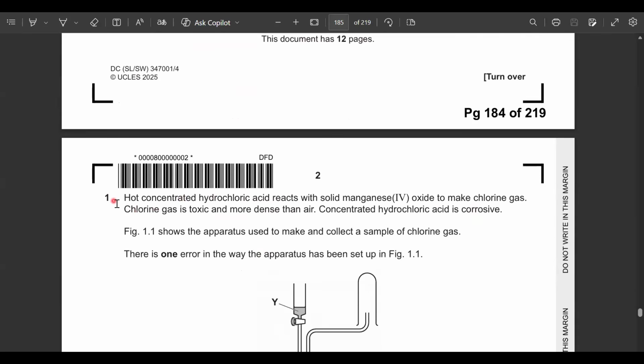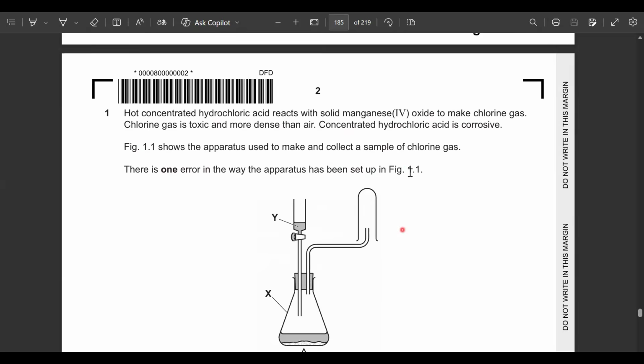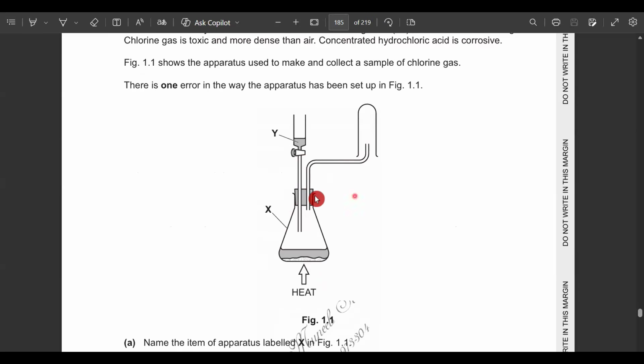Question number 1. Hot concentrated hydrochloric acid reacts with solid manganese oxide to make the chlorine gas. Chlorine gas is toxic and more dense than air. Concentrated hydrochloric acid is corrosive. Figure 1.1 shows the apparatus used to make and collect a sample of the chlorine gas. There is one error in the way the apparatus has been set up in figure 1.1, and here is a picture of the apparatus.